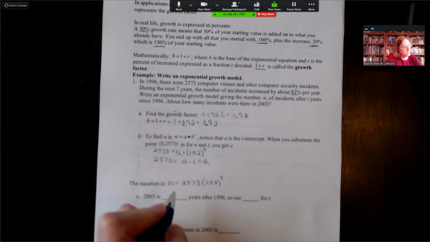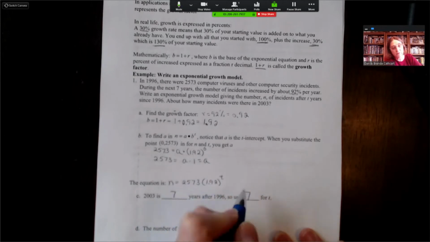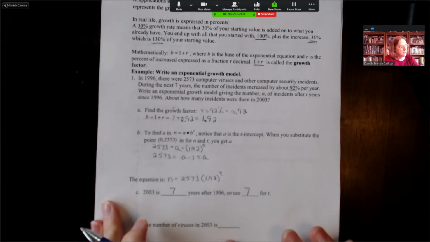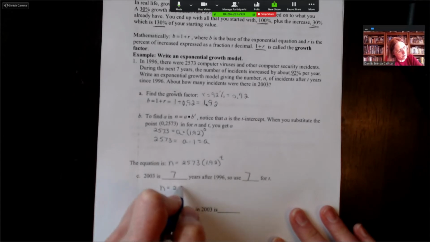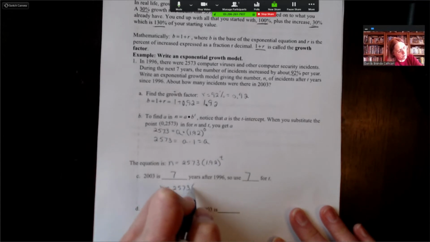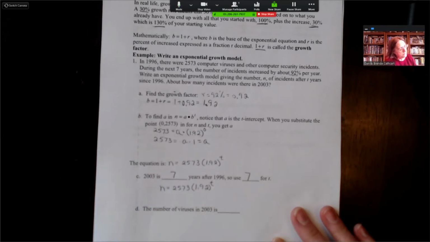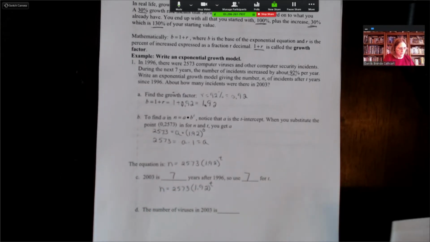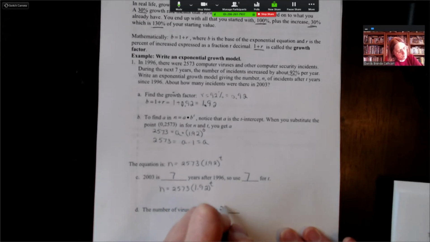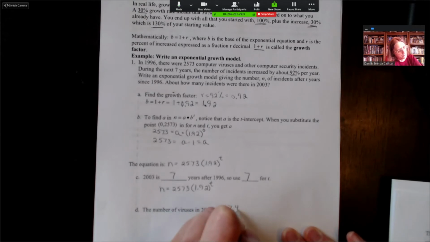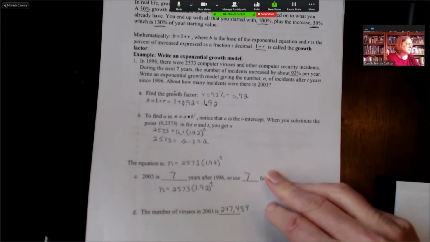Now, 2003 just happens to be 7 years after the year 1996, so we're going to use 7 for t. So plugging 7 in for t, we get n is equal to 2,573 times 1.92 to the power of 7. Working that out, we find out the number of viruses in 2003 is 247,484.